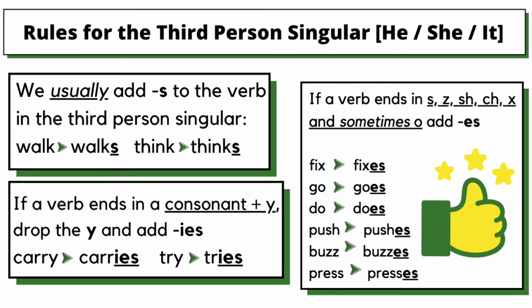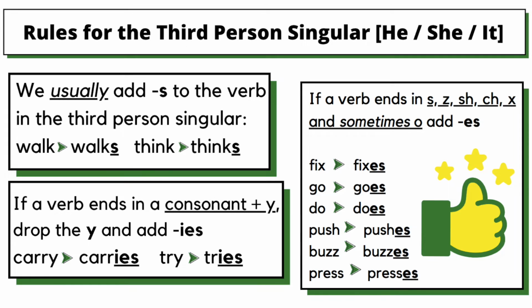Now there are some special rules for the third person singular, he, she, it. We usually add s to the verb in the third person singular, such as walk becomes walks and think becomes thinks. However, if a verb ends in a consonant plus y, drop the y and add ies. So carry becomes carries and try becomes tries.